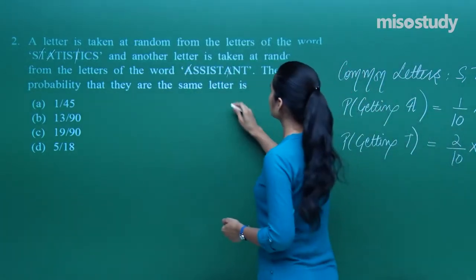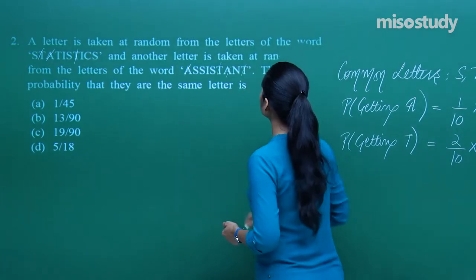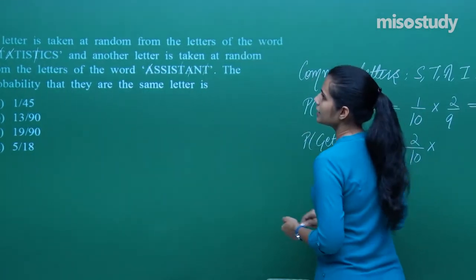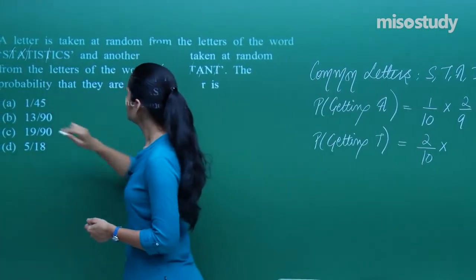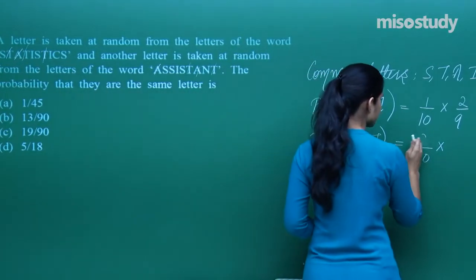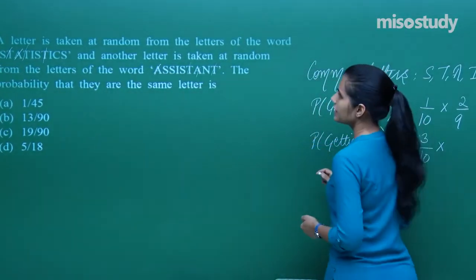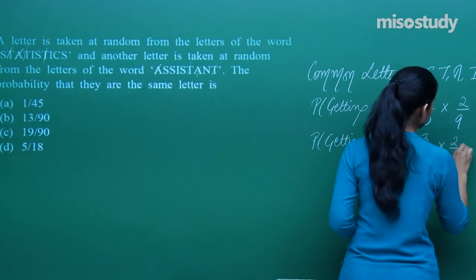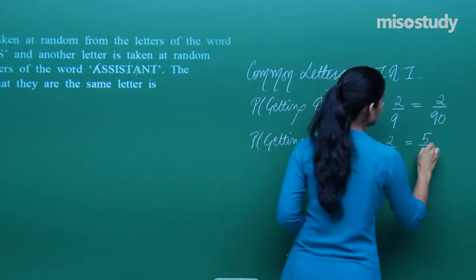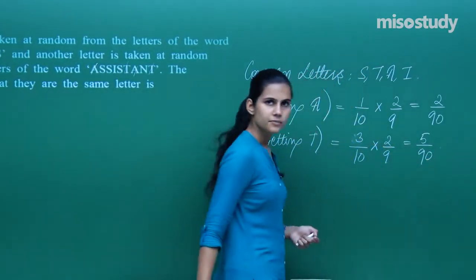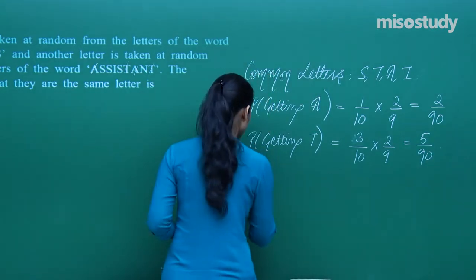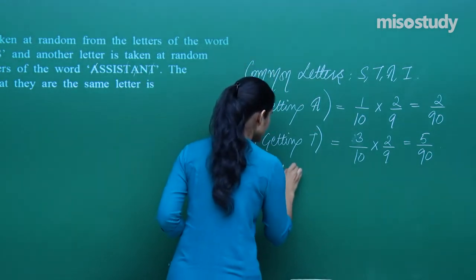And from the letters of the word assistant, there is 1, 2. And over here there are 3 T's. So, this is 3 by 10. And here there are 2 T's, so this is 2 by 9, which is 5 by 90. Fine. Then probability of getting S.